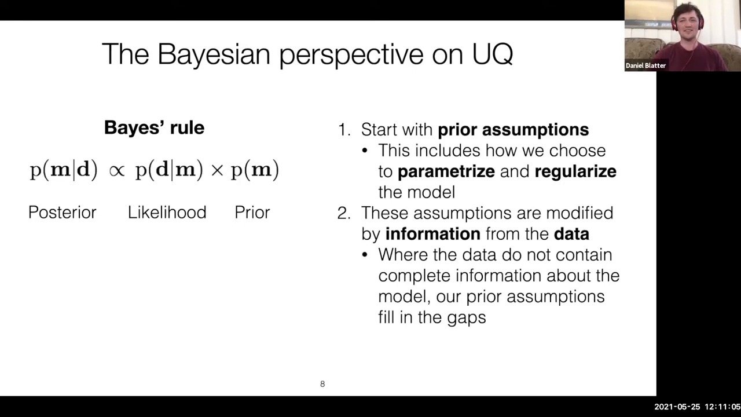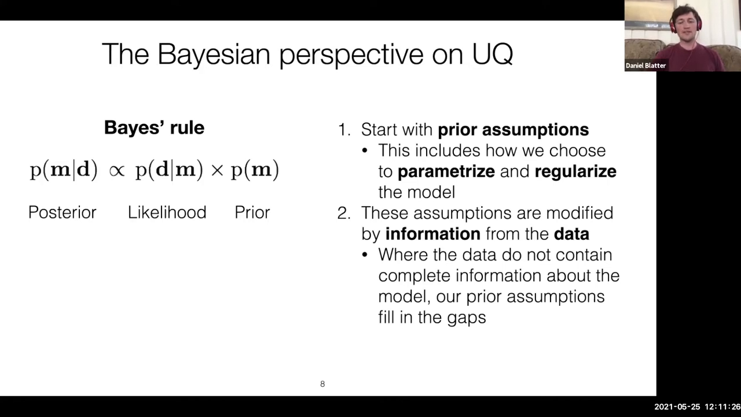The model looks like this. And this includes how we choose to parameterize and regularize the model. Those are two very important choices that feature in the prior, though often implicitly. And then these assumptions are modified by information from the data. So your prior models are essentially pulled and stretched and changed in order to make them fit the data.